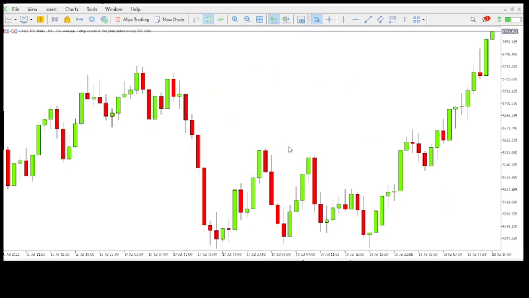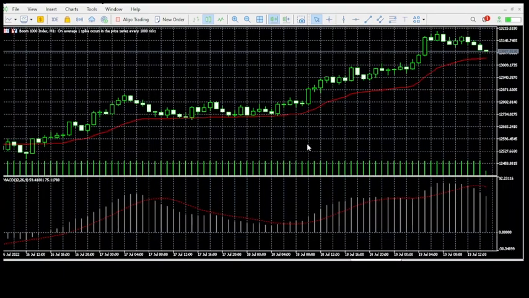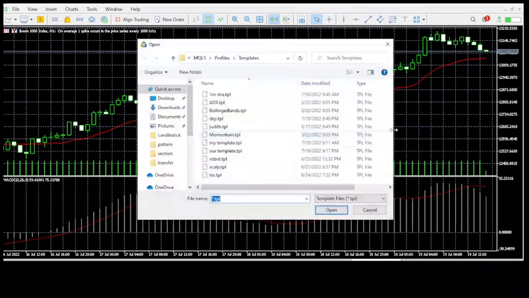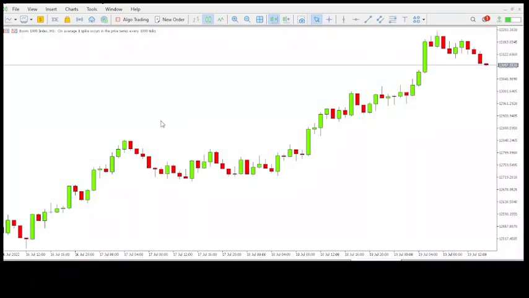So all I need to do now is go to a new chart, okay, this is Boom 1000. Instead of me starting to set up my chart again, I'll just right click, go to templates, and load templates. I will search for our template. If you look, we have it here, our template, and I will open it. So here, automatically, Boom 1000, the chart is already set up.